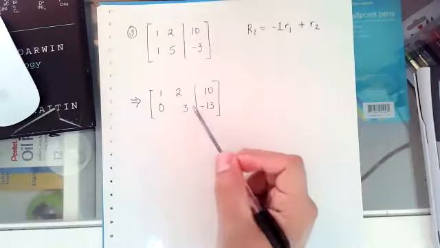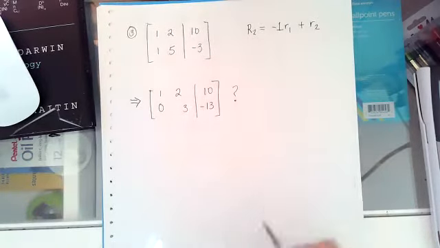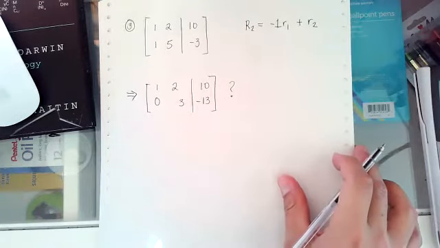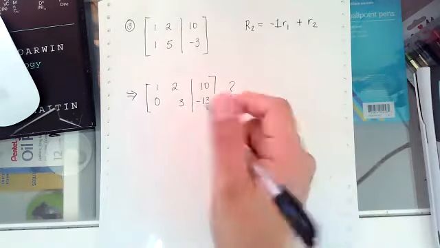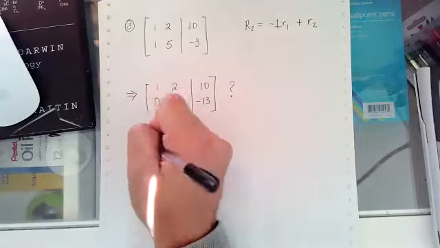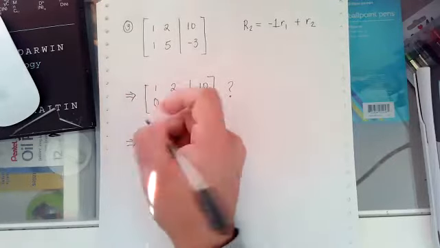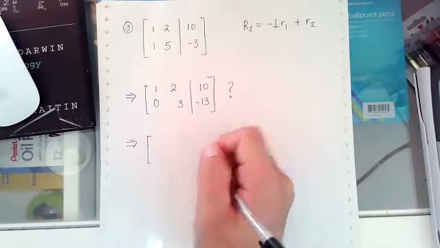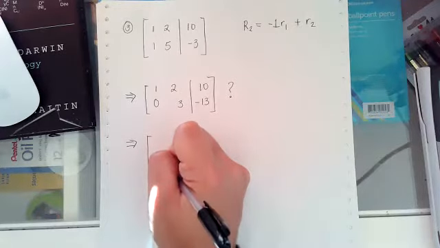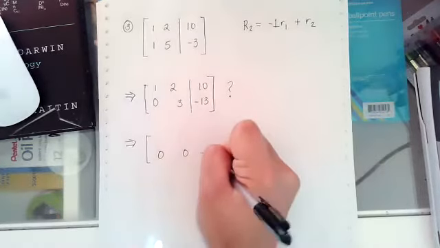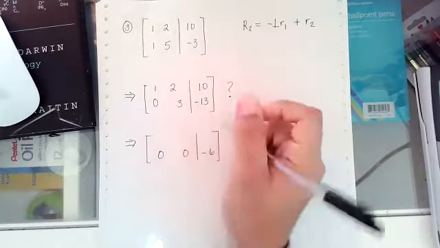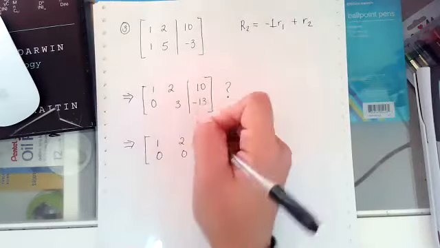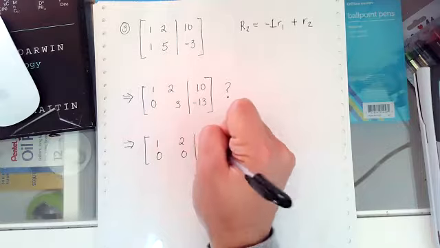Did anybody else get this? Yeah, that's what I got. 0, 0, minus 6. Yvonne, what did you say you got? 0, 0, and the bottom, minus 6. And that was row 2. 0, 0, minus 6. Okay, and then you left row 1 alone? Yes. 1, 2, and 10.